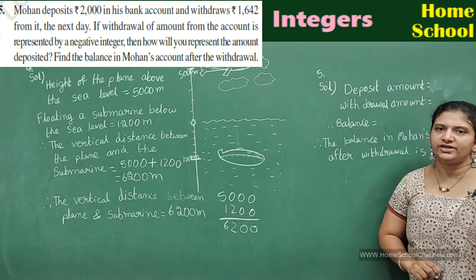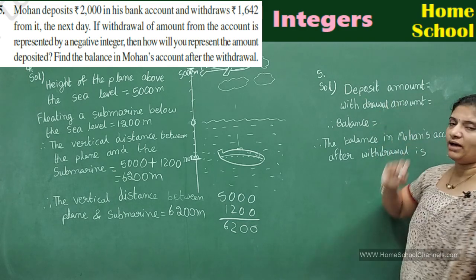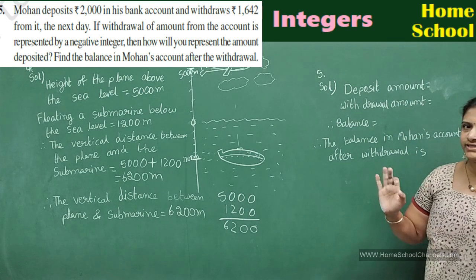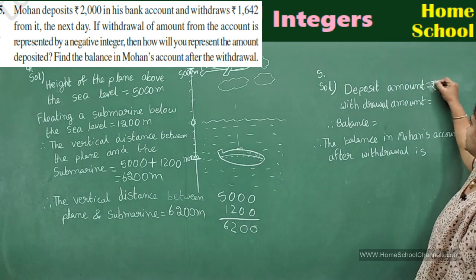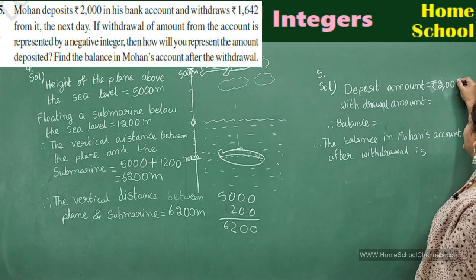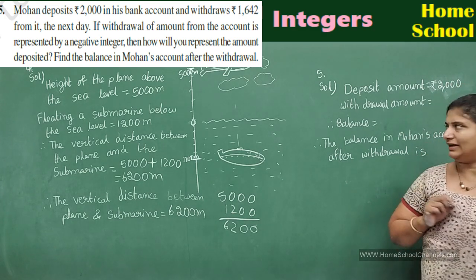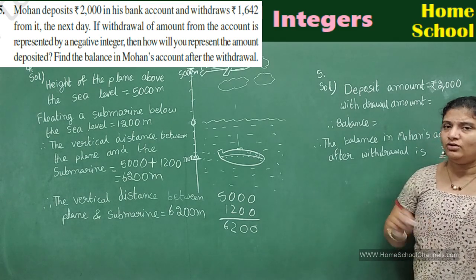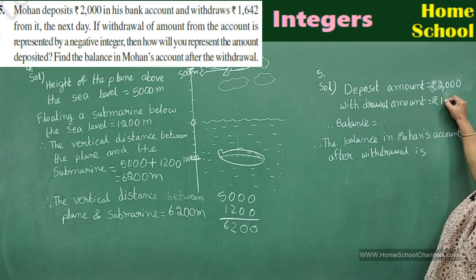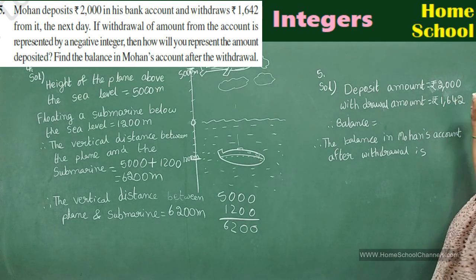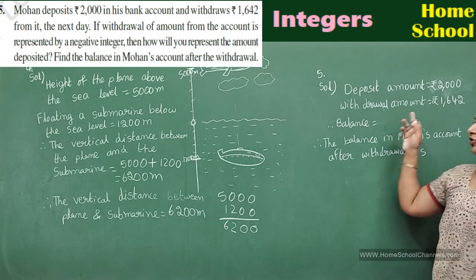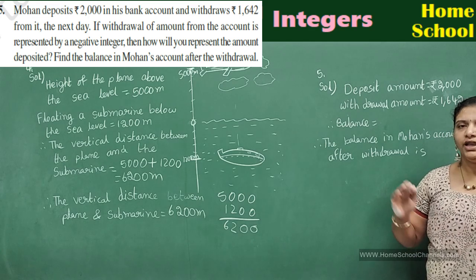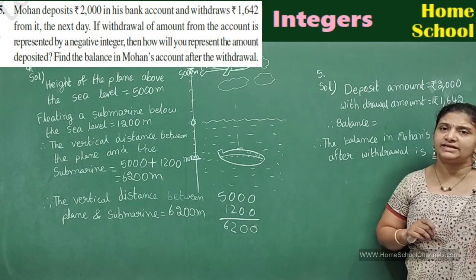Let us start the solution here. Mohan's deposit amount. How much amount did he deposit in the bank? Let me write only deposit amount. That is rupees 2000 he deposited in the bank. Withdrawal amount. How much amount did he withdraw? 1642 rupees he had withdrawn. Withdrawn amount, how much is it? Rupees 1642.